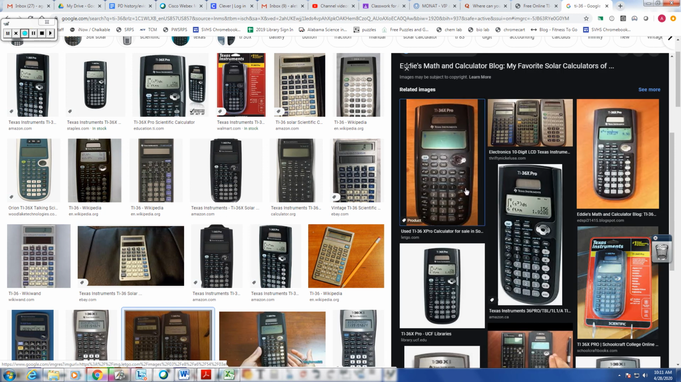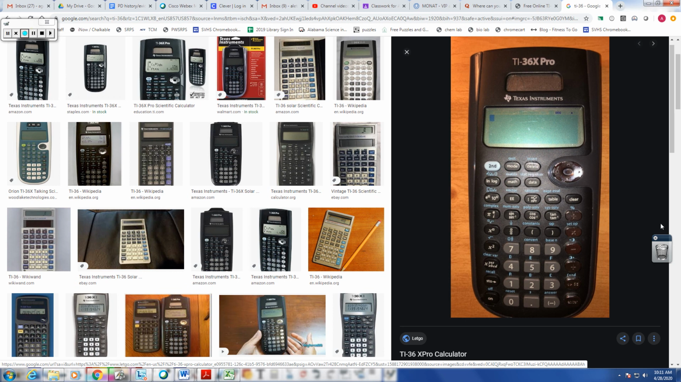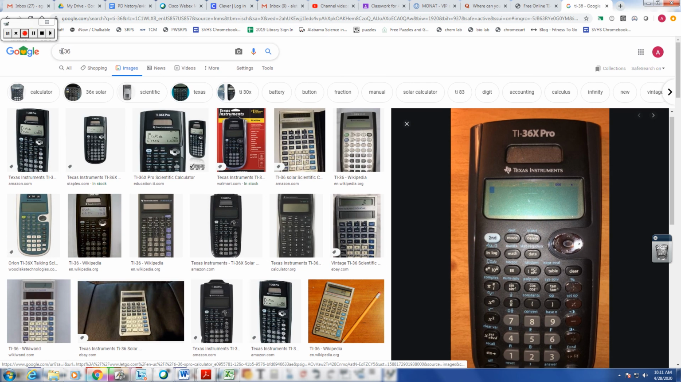Some of these are hard to read. I don't see it on this one at all, and that's just crazy. It's here. Oh, here it is. It's an EE. Maybe it's on the graphing calculator.